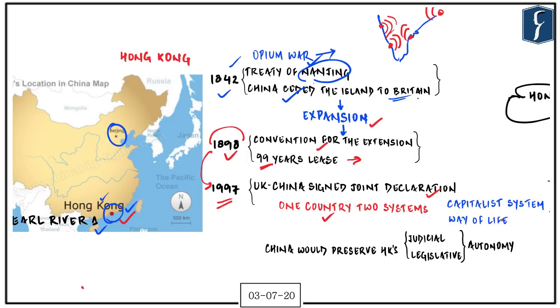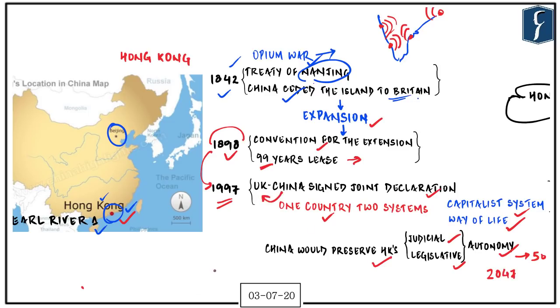So China was being governed through communist principles, but at the same time Hong Kong was following a capitalist system. It was decided that Hong Kong will continue with the capitalist system of economy, and at the same time China will not interfere in the way of life of the people of Hong Kong. And China would preserve Hong Kong's judicial as well as legislative autonomy for the next 50 years, which will be over in 2047. So these were the promises made by China to the UK.